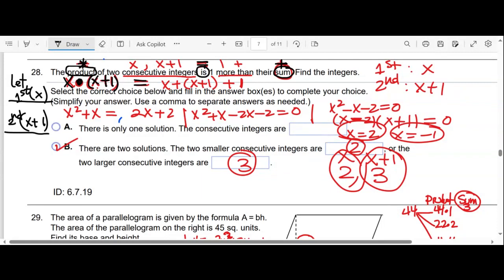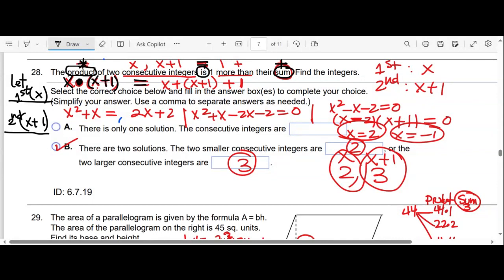He said "is," so equal. He said one more than their sum. Their sum means what? It means x plus x plus 1, because it is the sum of the two numbers. And he said "more than," which means what? Plus 1. So now I'm going to multiply. x times x gives you? x times 1? x equal.